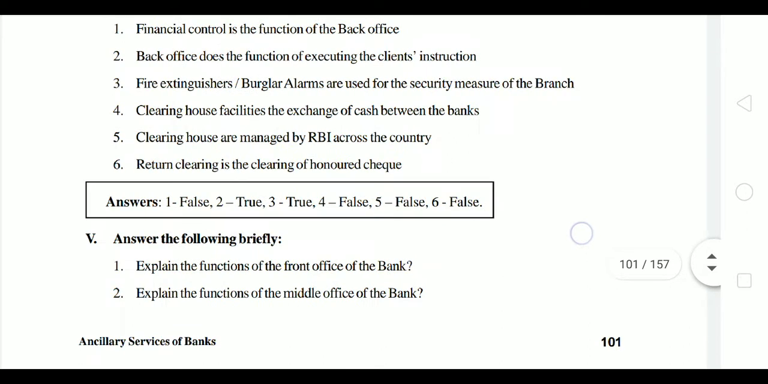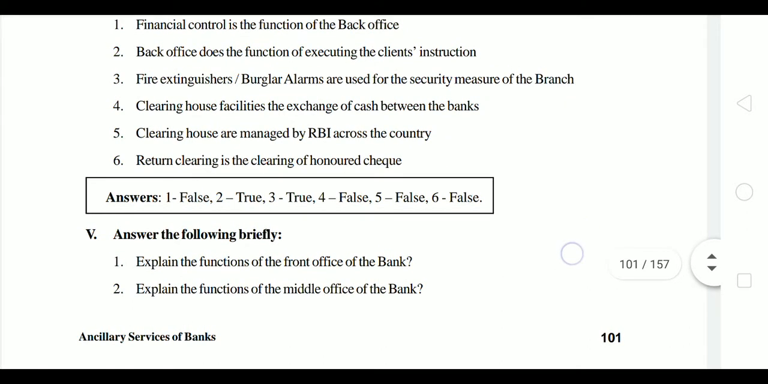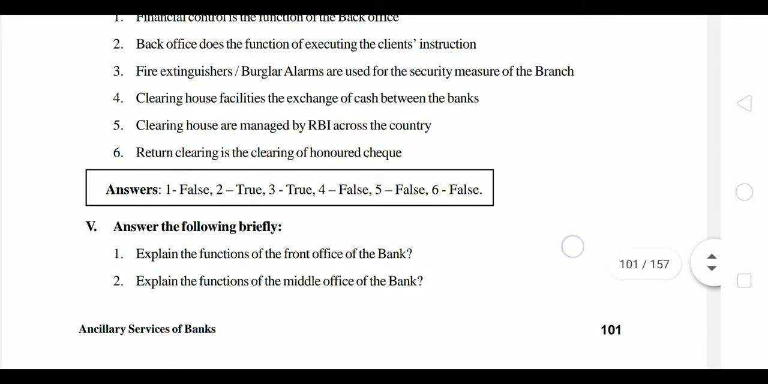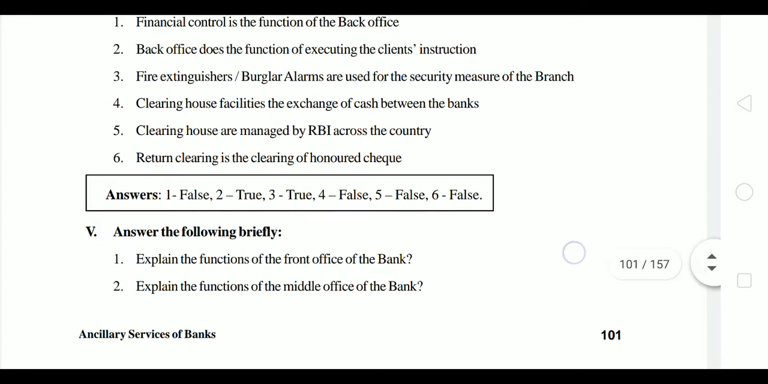Next, clearinghouse facilitates the exchange of cash between the banks. This is false. Why? Because clearinghouse facilitates the exchange of instruments, that can be paper instruments like checks or drafts, etc.